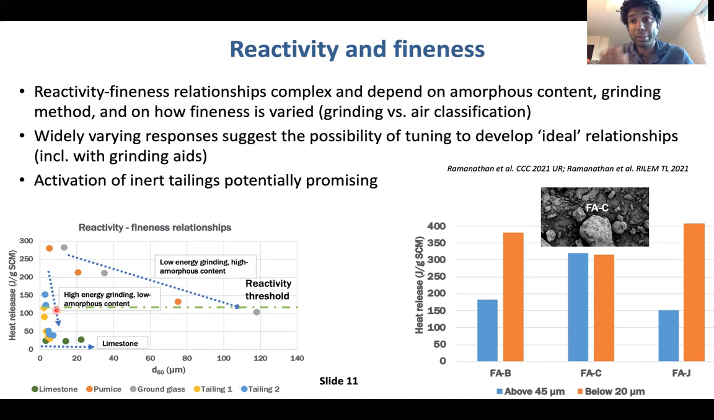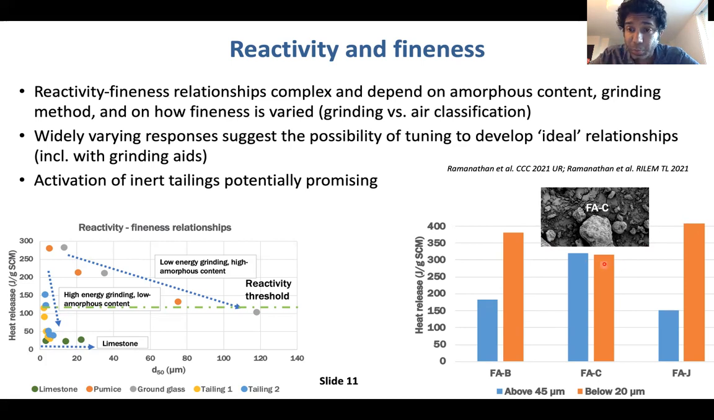Now, we come to a completely different process that happens if instead of grinding, you actually sieve the materials. So for three different fly ashes, we separated out the 20 micron fraction and the 45 micron fraction. And for this fly ash, there's a 3x, it's closer to a 2x difference in reactivity. For this one, it's a 3x difference in reactivity. And for this fly ash, it doesn't matter at all.